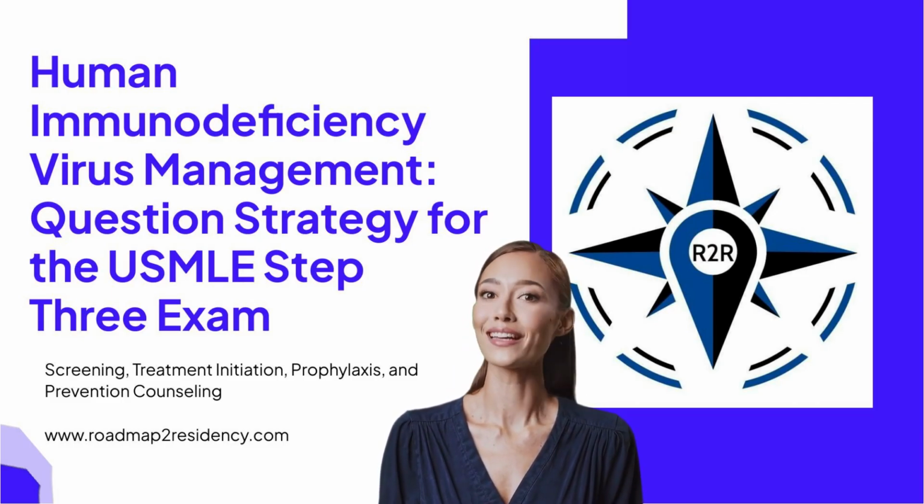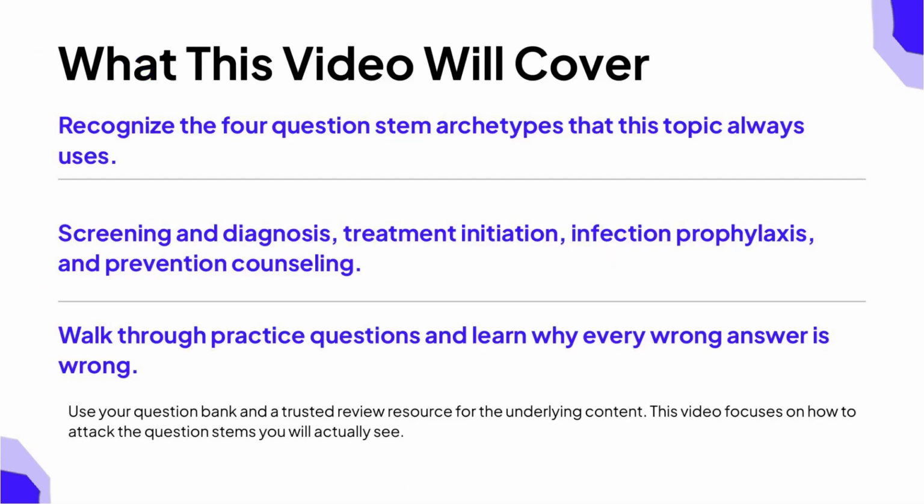Let us get started. This topic breaks into 4 archetypes, and almost every question you see will be one of them. Screening and diagnosis, where a number decides which test you order. Treatment initiation, which has the single most reliable rule on the exam. Prophylaxis, which is pure pattern matching to a threshold. And prevention counseling, where the writers plant traps designed to make you judge the patient. We will walk through practice questions for each and explain why every choice is right or wrong.